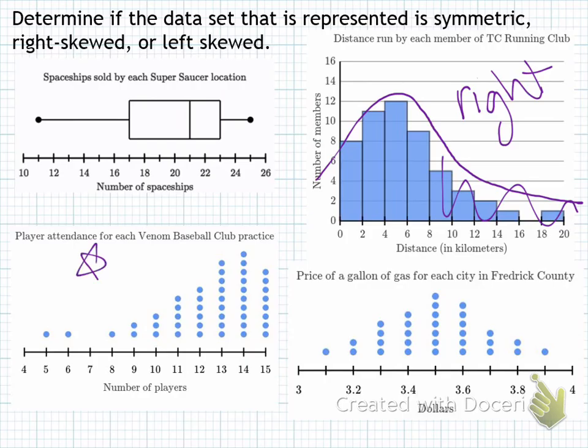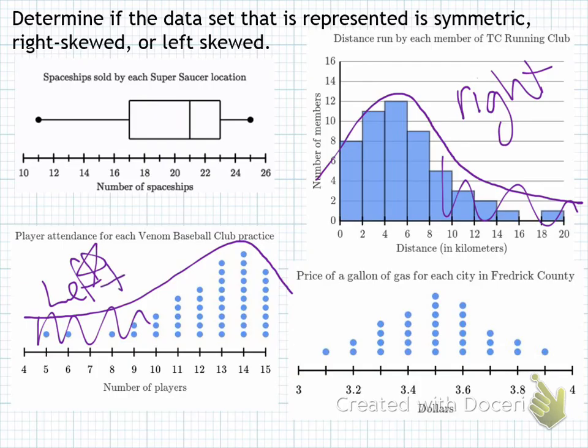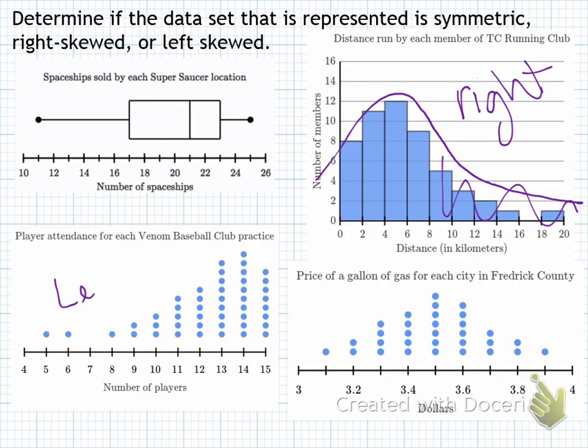Over here for this dot plot, I see this is kind of my curve of the data, right? So there's definitely a long tail over here on the left, so this would be left skewed. Okay, and the dot plot down here looks approximately symmetric, right? Kind of a natural curve there. So this would be symmetric.